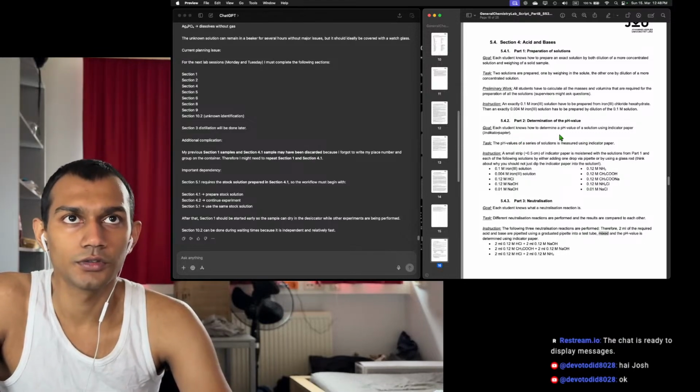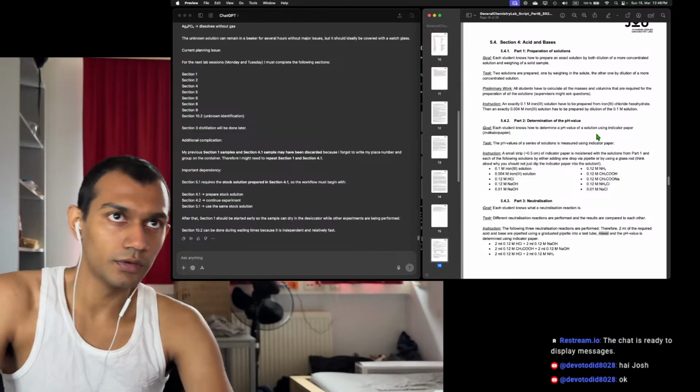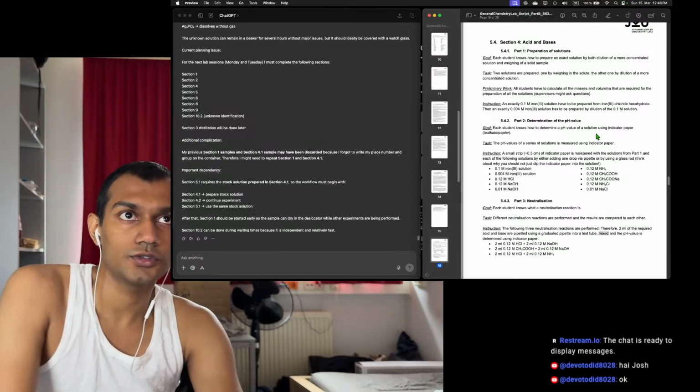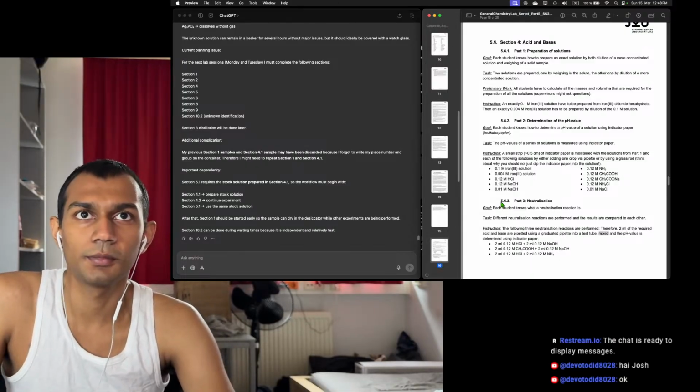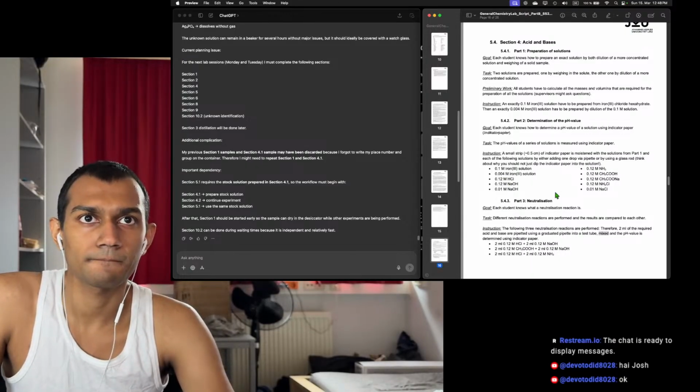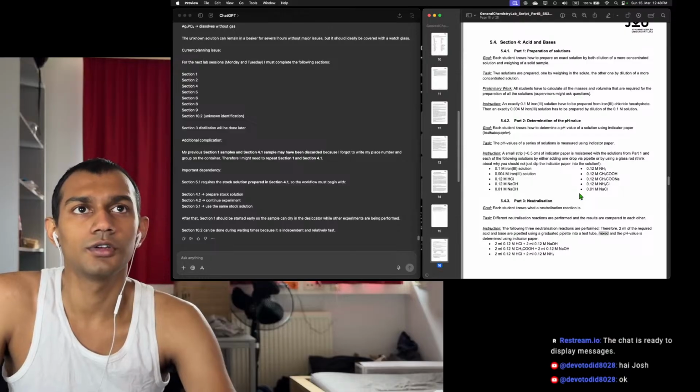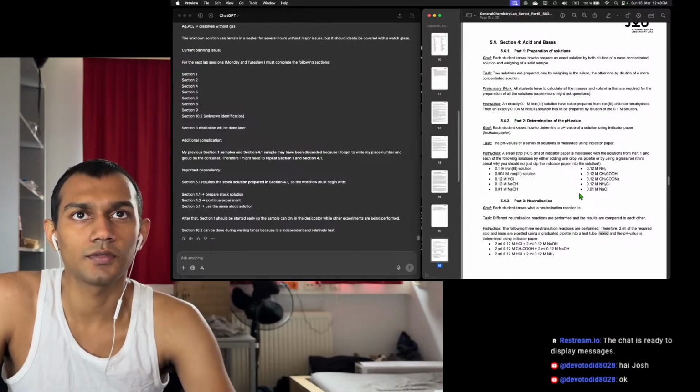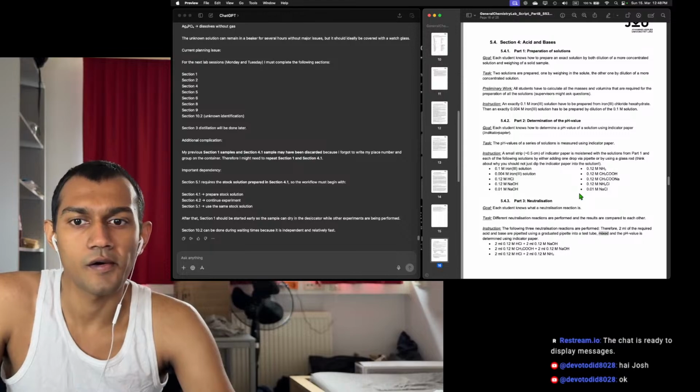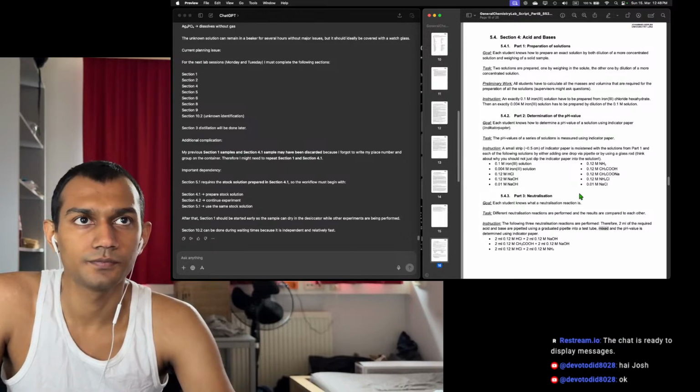Each student knows how to determine a pH value of a solution using indicator paper. A small strip of the indicator is moistened with the solution from part 1 and each of the following solutions, either by one drop via pipette or by using a glass rod. I think about why you should not dip the indicator paper into the solution. It's going to absorb a lot.